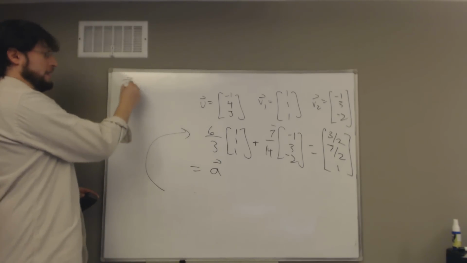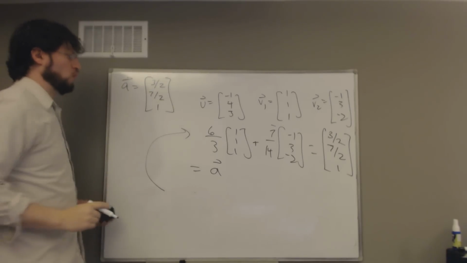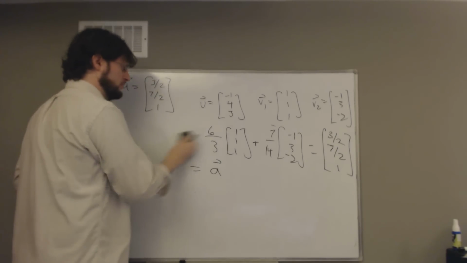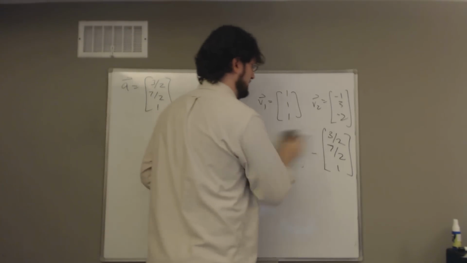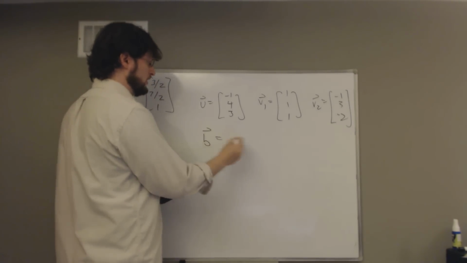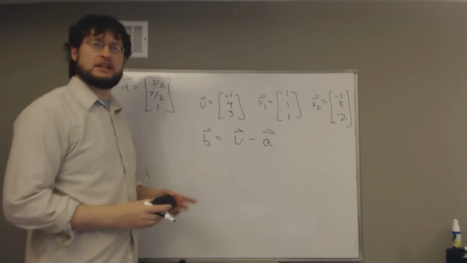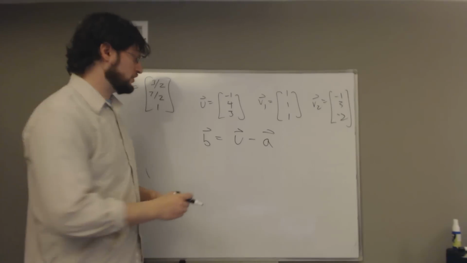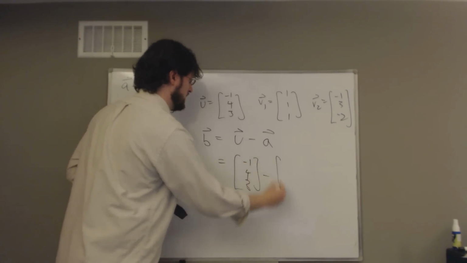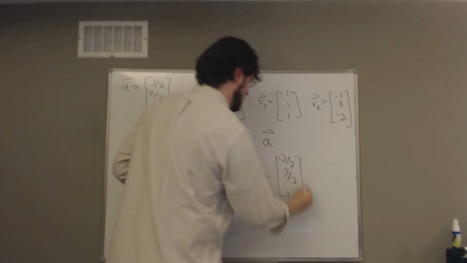So let's say that A is the vector (3/2, 7/2, 1). Remember that this is the vector that is in the subspace W. Finally, B, the vector that's perpendicular to W, will be U minus A, since I need A plus B to be U. That's all we have to do here. So that's (-1, 4, 3) minus (3/2, 7/2, 1).